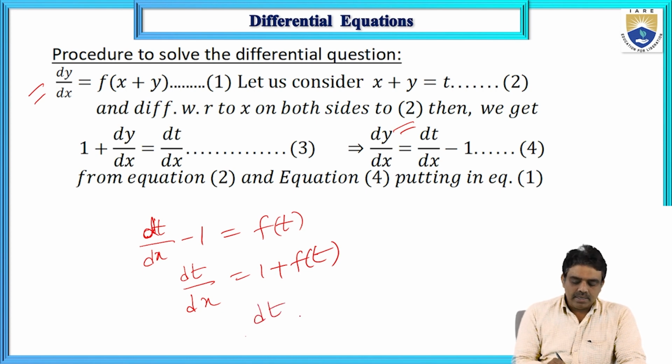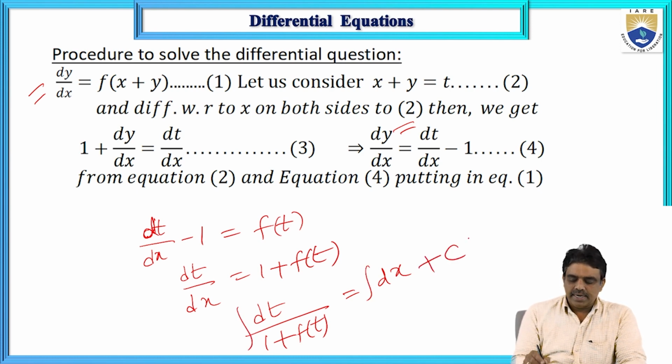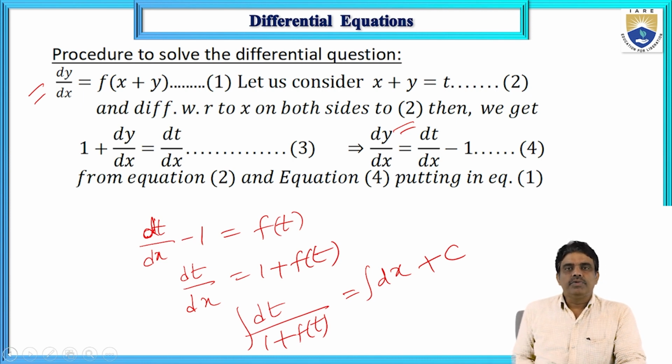On writing the t term on the dt side, you will get dt by 1 plus f of t, and on writing the x term on the right hand side, that is dx, and on integrating both sides you will get the required solution. So whatever may be the function of the sum of the terms, that will be treated as another variable t, and the whole equation will get into the form of t and x terms instead of y and x terms, the new variables t and x, and on integrating we will get the required solution by using the variable separable form.